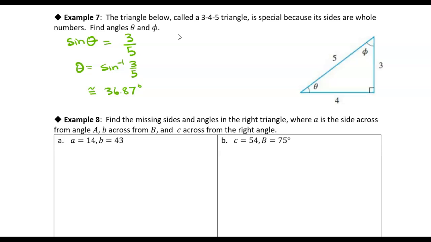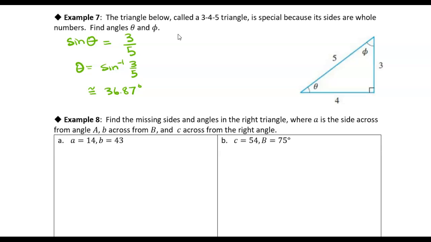What else could we do? We want to find phi as well. Now we could also use the sine for phi. So the sine of phi would be 4 over 5. We could also say that the cosine of phi is equal to 3 over 5, or we could say that the tangent of phi is 4 over 3. We could use any of those to figure it out.